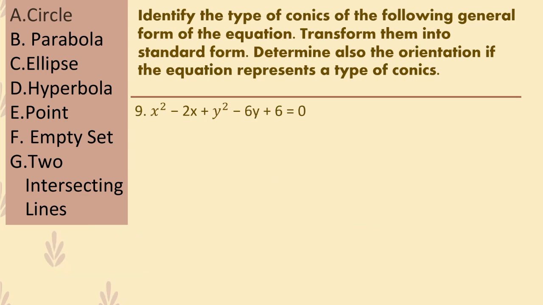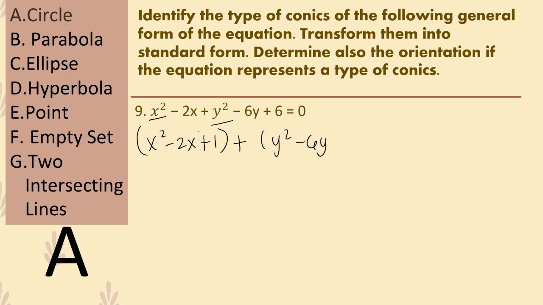So, again, in our part 1, both x and y are squared. And then, they also have the same numerical coefficient which is 1. So, therefore, this is letter A, circle. So, let's transform it into standard form. So, x squared minus 2x. So, then the third term which is 1, plus y squared minus 6y. So, negative 6 divided by 2 is negative 3. Negative 3 squared is positive 9. Is equal to negative 6.